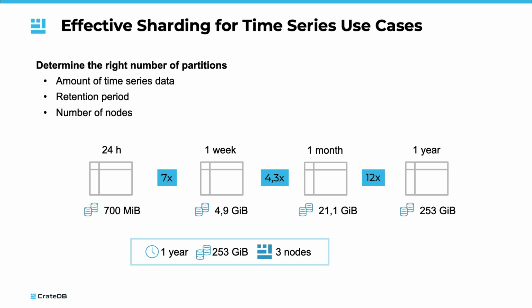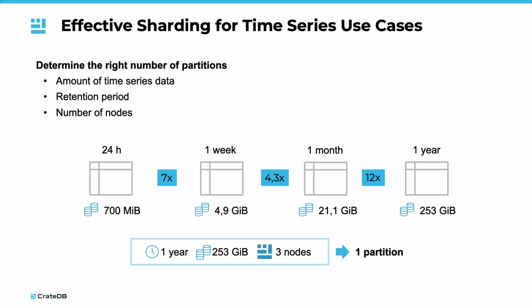Let's consider an example with a 3-node CrateDB cluster. If you estimate to collect 700 megabytes of data each day, this translates to almost 5 gigabytes of data per week, 21 gigabytes of data per month, and 253 gigabytes of data per year. Given these parameters and a 1-year retention period, you could choose to partition your data yearly. For more than 1 terabyte of data, one should consider monthly partitions.